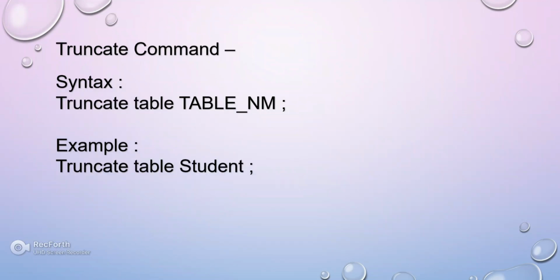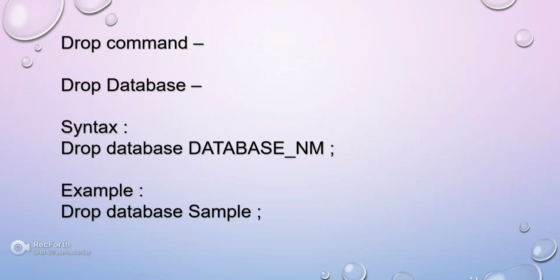Then truncate command. The truncate command is used to delete all rows or data of the table. Syntax is truncate table, then table name. Now we have only created a student table. We have not inserted any data into the table. That means student name, marks, this data was not filled in the table. So this command we will see further. Example is truncate table, then table name student.